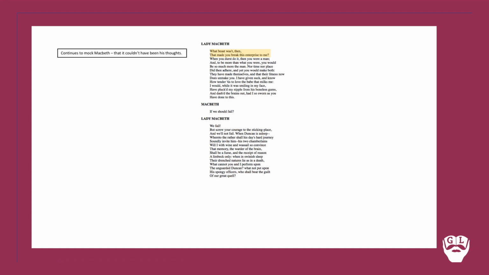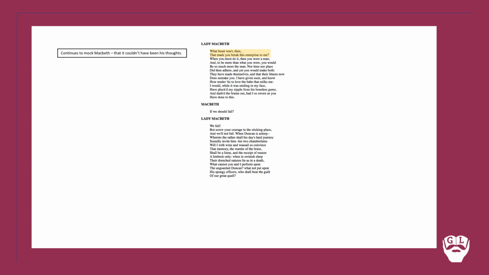You know, this couldn't have been his thoughts. This must have been some beast. This must have been someone, something greater than him. Why would you say it? And notice she puts the onus back on him. The pronoun, "you break this enterprise to me."